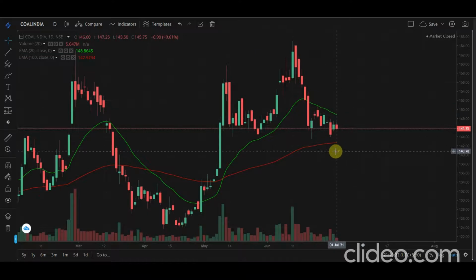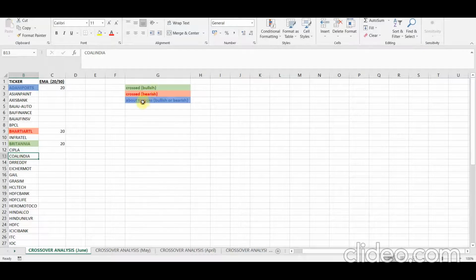It's coming down, but still the gap is too wide. But I do not want to miss any opportunity, so I'll just mark it as blue and check this particular stock within a few days. Next is Dr. Reddy.